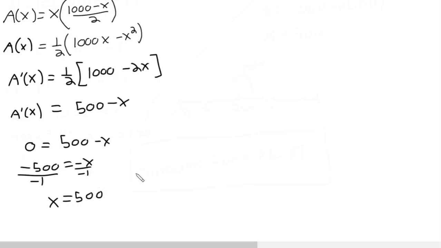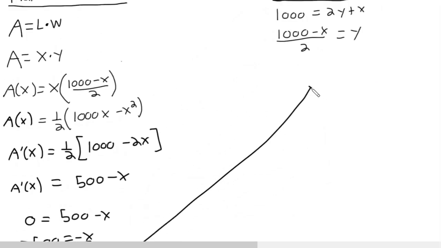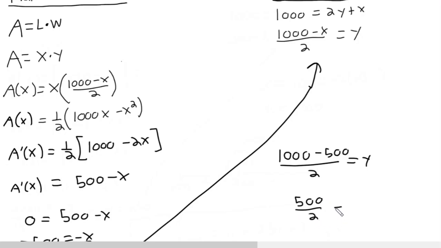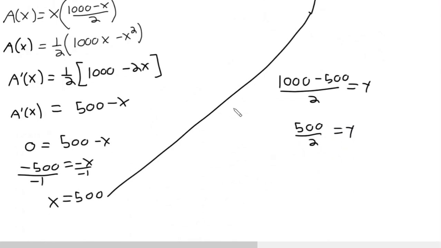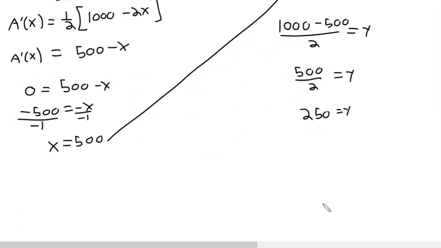We don't really need to check if that's a max or a min because this is the only value that I get. Now, I take this and plug it in over there to get y. So I get 1,000 minus 500 over 2 equals y. 1,000 minus 500 is just 500, over 2 equals y. 500 divided by 2 gives me 250. So 250 equals y. And that's it. You can see this is the exact same result I had. So my dimensions are just 500 by 250 feet again.